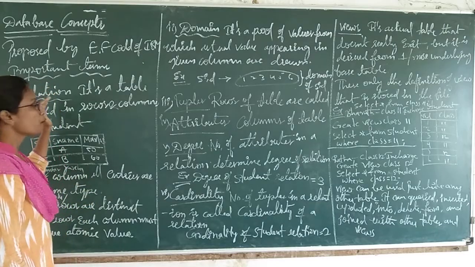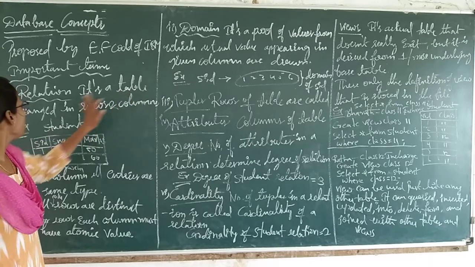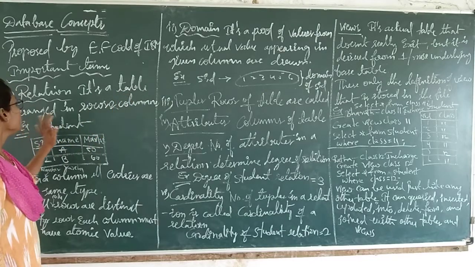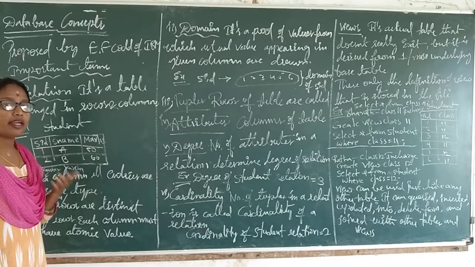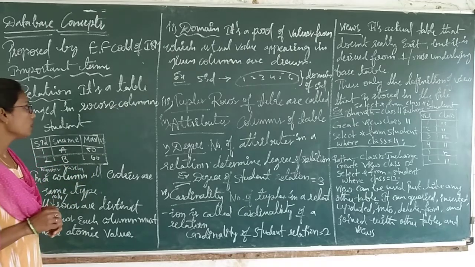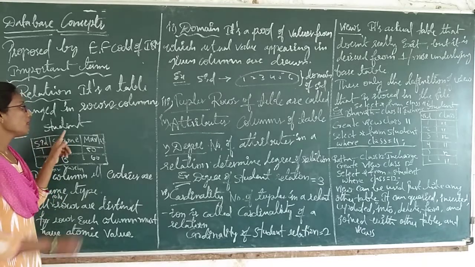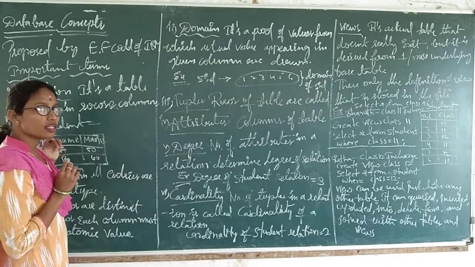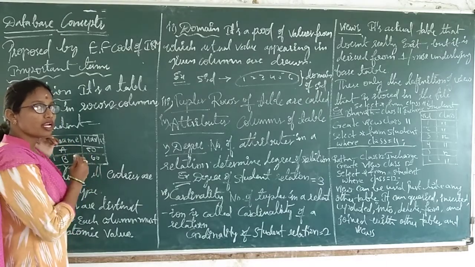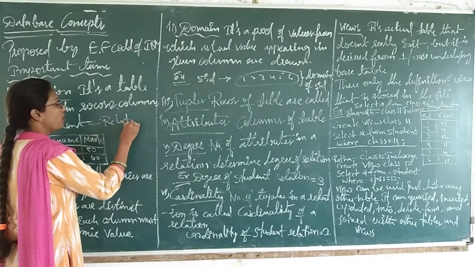Here is the proper definition of the relation: it is a table arranged in rows and columns. Here we have one example, student. We call this student in the subject a relational table.